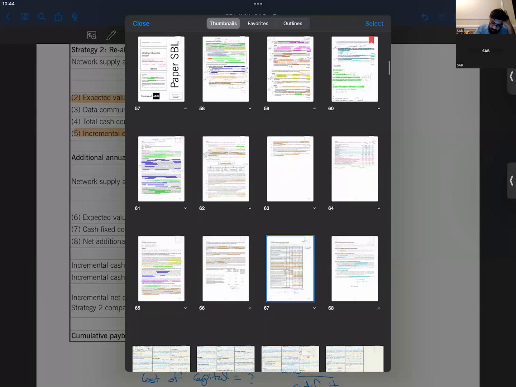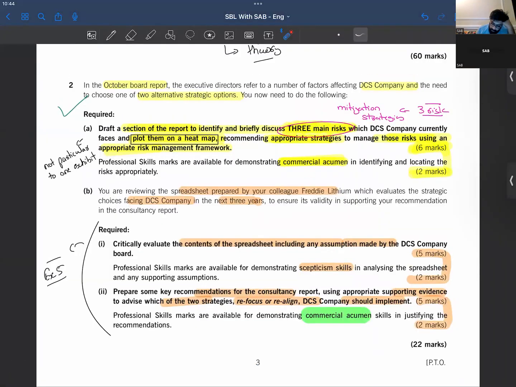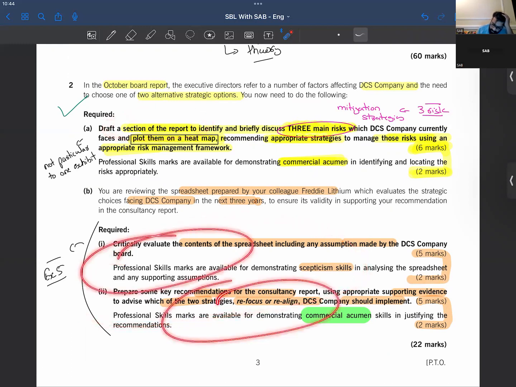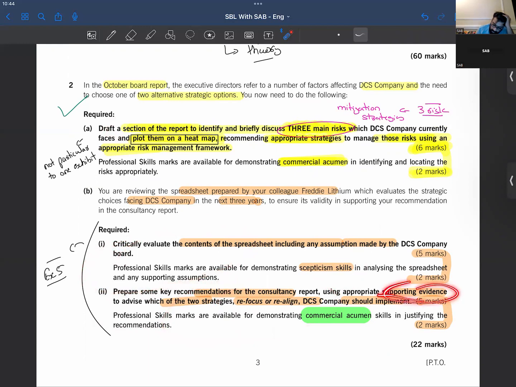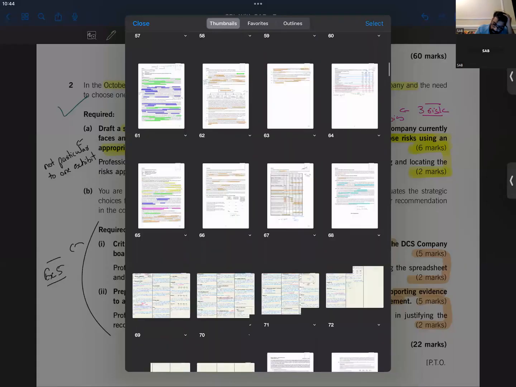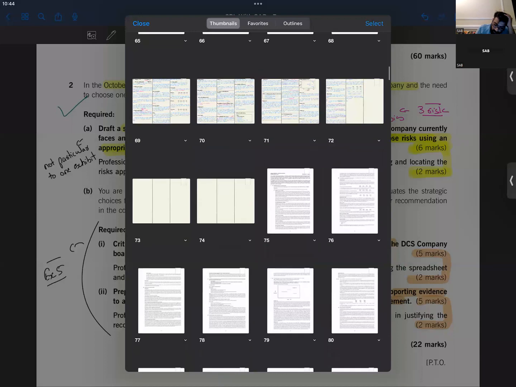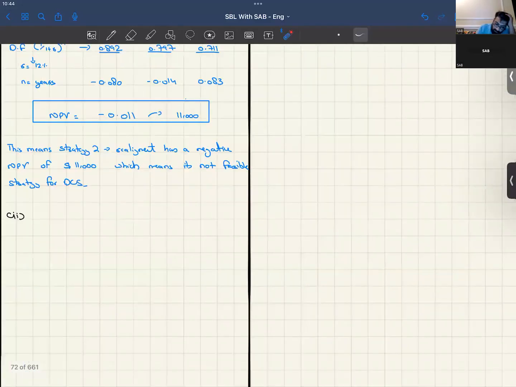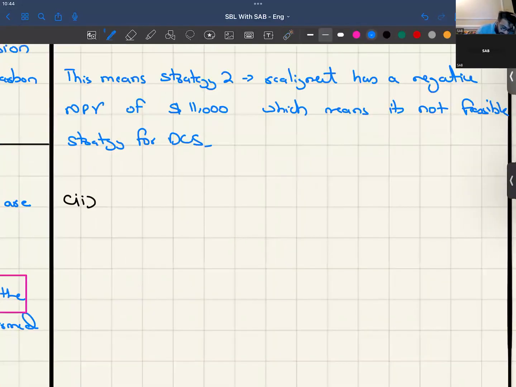Now let's read part 2 here. Prepare some key recommendations for the consultancy report. Again, no format here, or the same format we could use, but there's no format separately asked. So appropriate supporting evidence to advise which of the 2 strategies DCS should implement. Now you have to give supporting elements for 5 marks, and give a valid basis, which they have missed.